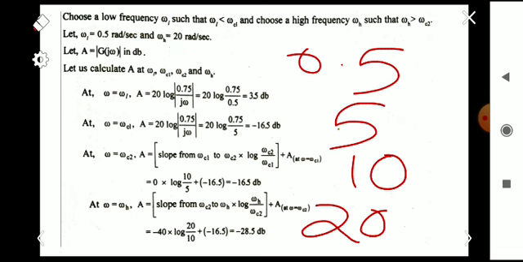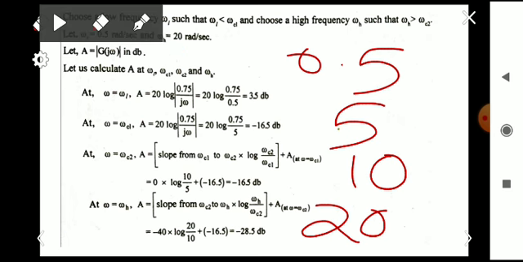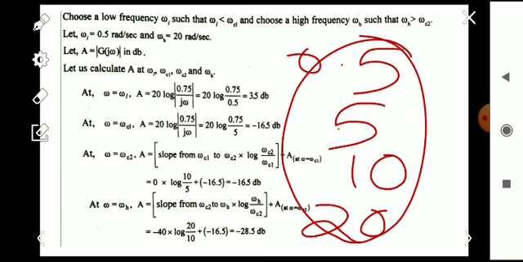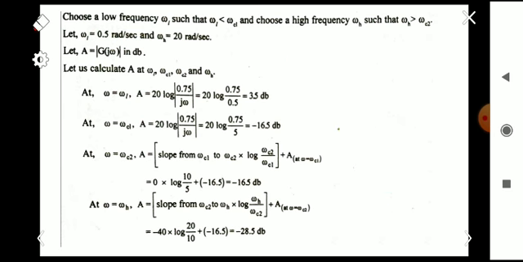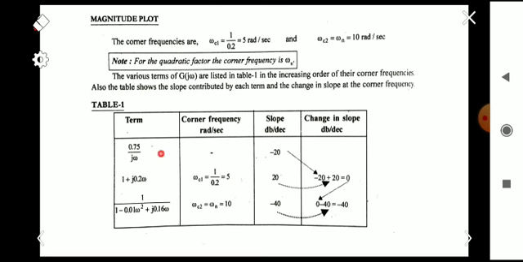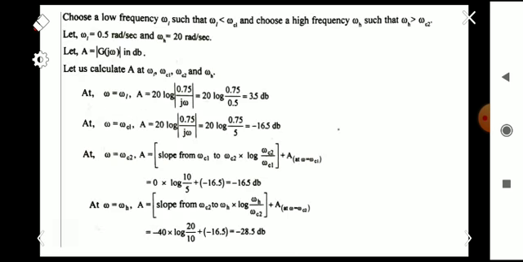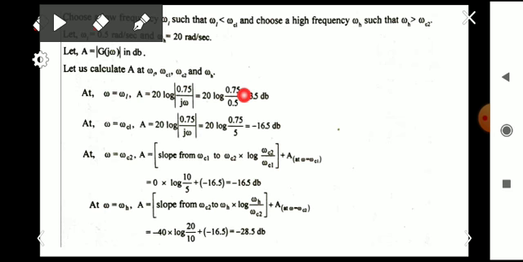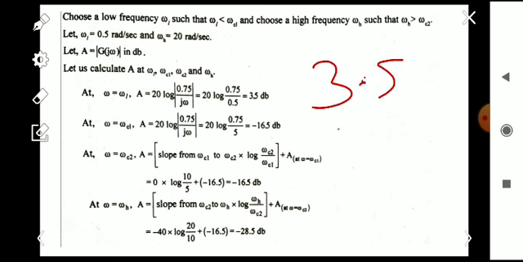Okay, and after that we have to find the corresponding gain values for all these frequencies. So first we are going to find the gain value for this omega L. We know that the equation for gain, there is gain in decibel, A is equal to 20 log mod. In the modulus value we have to write the first term, that is 0.75 by j omega, and the omega value is omega L, that is 0.5, so 20 log 0.75 by 0.5 we will get as 3.5 decibel.